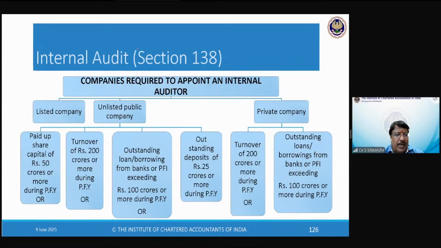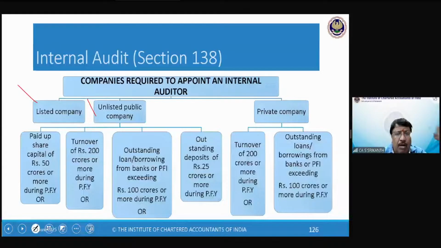Obviously, one category will be listed company. Even unlisted company, listed company, no lower limit. Every listed company should have compulsory internal audit. Unlisted company, where the paid up share capital of the company is 50 crores or more, paid up share capital. So that's why I said, we have many indicators: net worth, paid up share capital, turnover, profit, borrowings, deposits, like that. So here they are giving 4 indicators. Even if one of the indicators is covered, you should have internal audit.